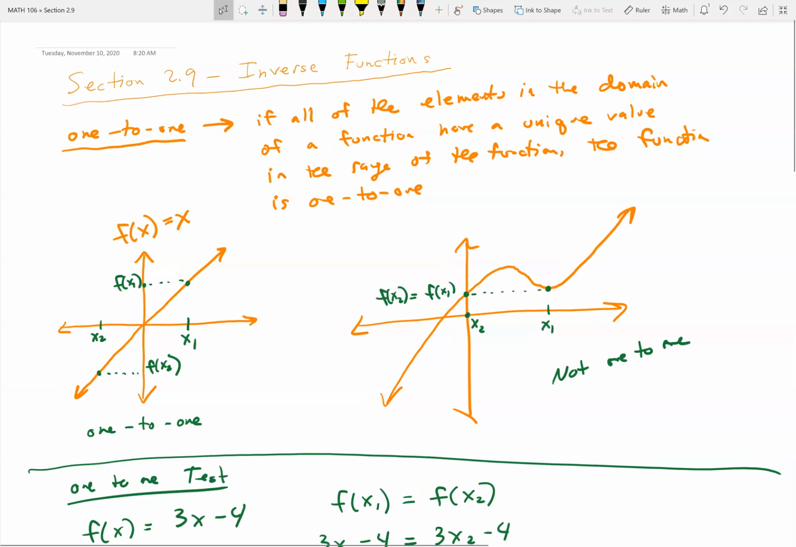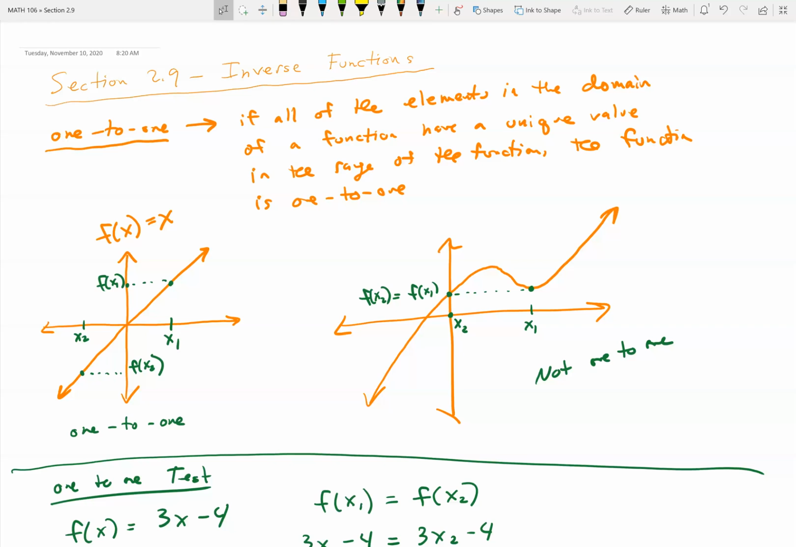So the example I gave over here was this line, this graph that you see on the left. If I chose any x value, let's choose this one, we'll call this one x3, when I go up here on the line, it has a unique y value. So if you can pick any x value and get a unique y value, you're one-to-one. So in my other example over here, I chose this point here and this point here, which have the same y value, but that same y value corresponds to two different x values. That function is not one-to-one.